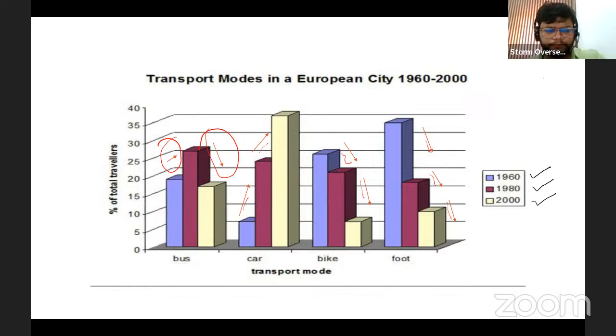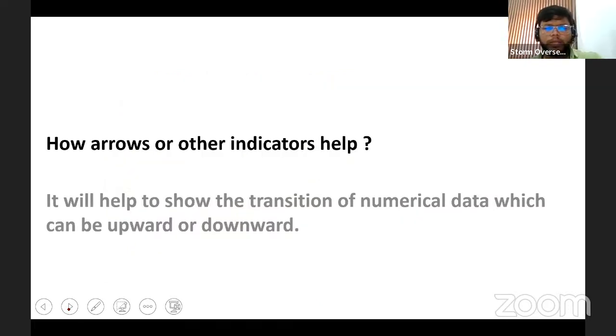Okay, and these indicators will help you to show the transition of numerical data, and as I said, that will help you to identify the trends or highest and lowest values. So one must use these indicators. This will be very helpful, and it might save our time also.